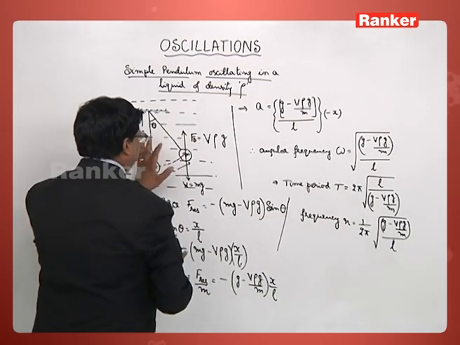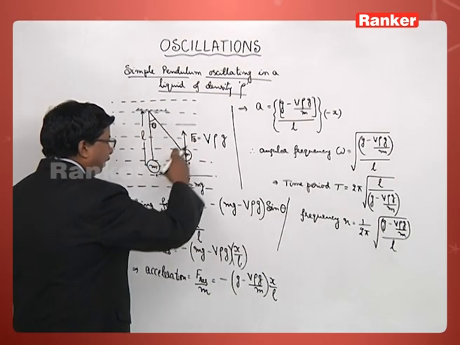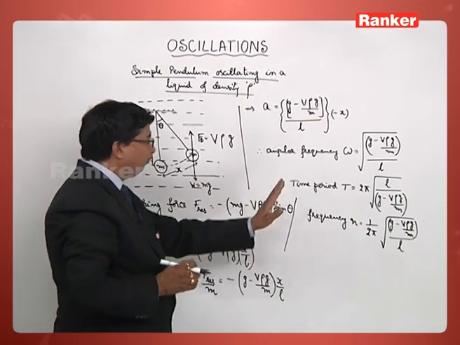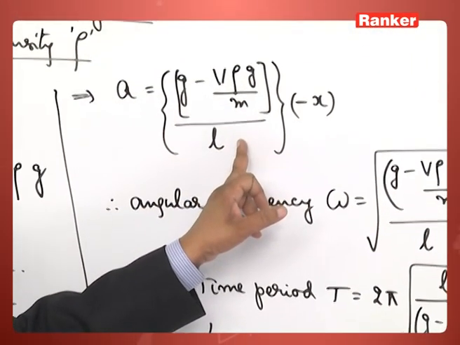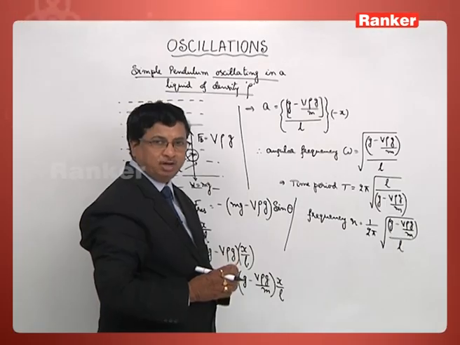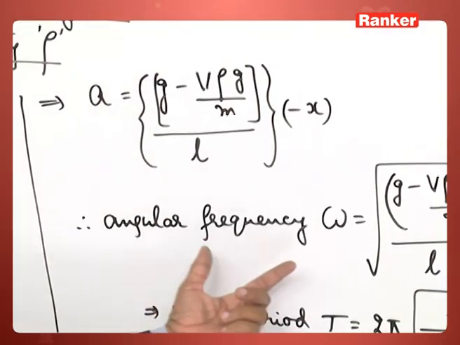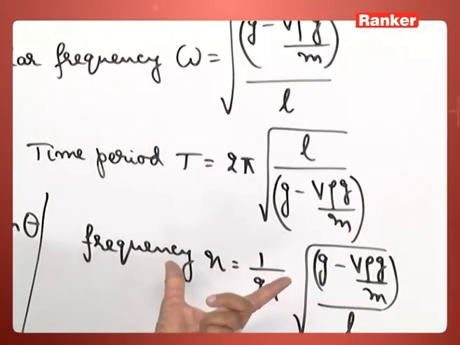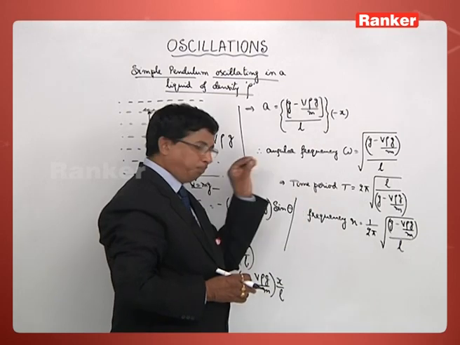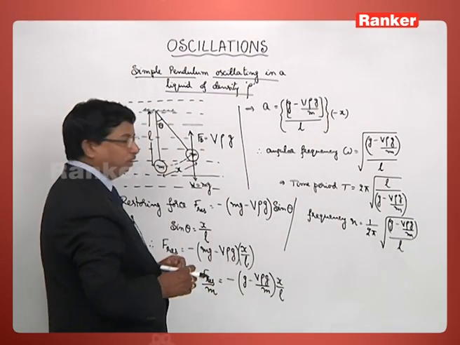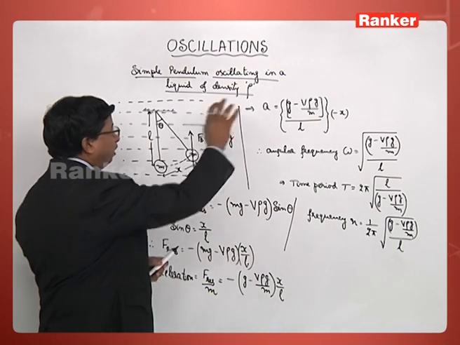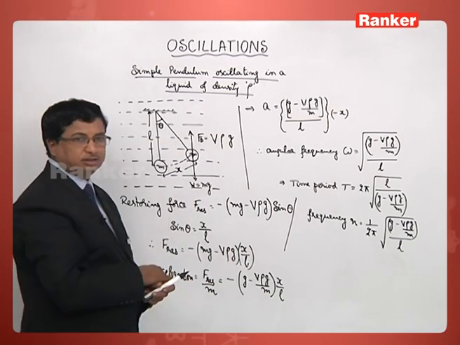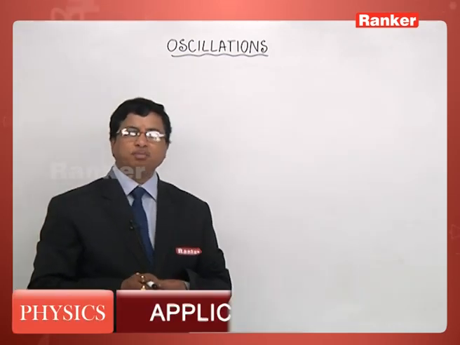So, when a pendulum is made to oscillate inside a liquid of density rho, first and foremost this equation tells us the oscillations are simple harmonic. And second, looking at that equation, one can write a formula for angular frequency, for time period and for linear frequency of that pendulum which is oscillating inside the liquid. So, this is another example of simple harmonic motion. Let us take another example for simple harmonic motion.